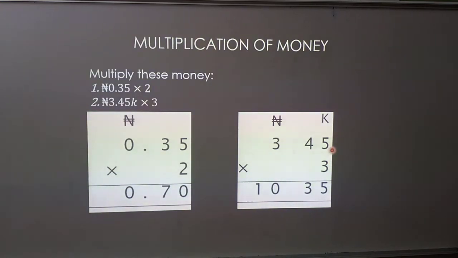So 3 times 5 is going to give you 15. You write down 5 and carry 1. Now 3 times 4 is going to give you 12, plus that one you carried is 13. You write down 3 and carry 1. Now we finish multiplying the kobos. 3 times 3 naira is going to give you 9 naira, plus that 1 that you carried is 10 naira. You write down 0 and carry 1. There is nothing to do with the 1, so you just bring it down, and your answer becomes 10 under the naira column and 35 under the kobo column, which is basically what? 10 naira and 35 kobo.